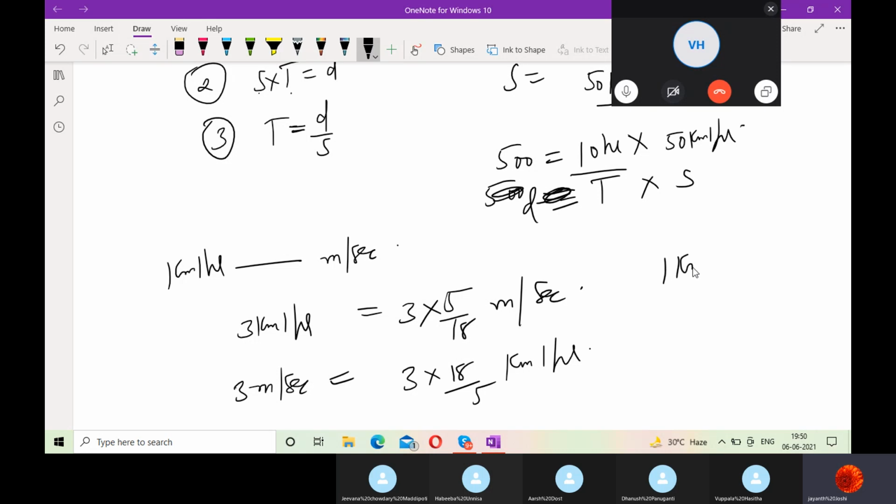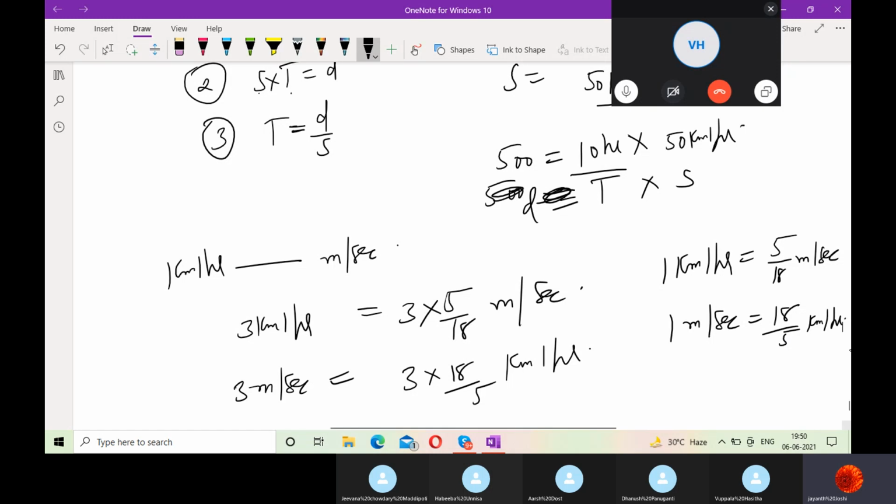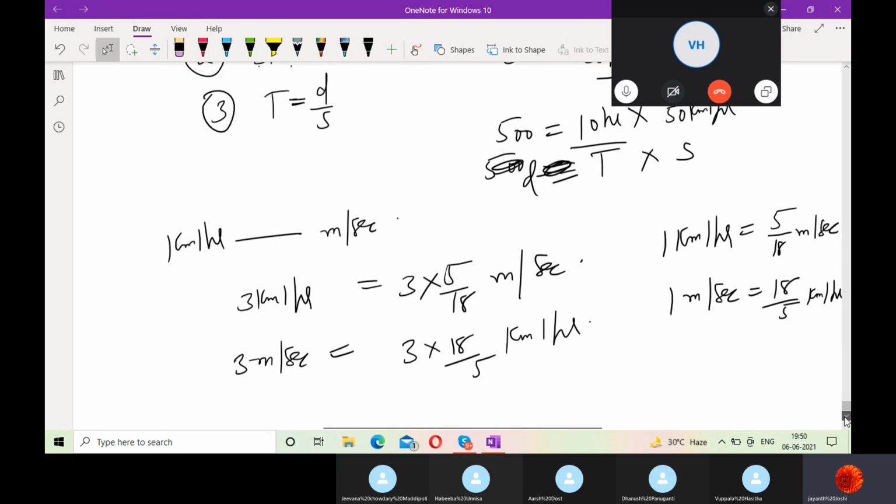That means 1 kilometer per hour is equivalent to 5 by 18 meter per second. So 3 kilometer per hour will be 3 into 5 by 18. And 1 meter per second is equivalent to 18 by 5 kilometers per hour. Now, let us move forward.